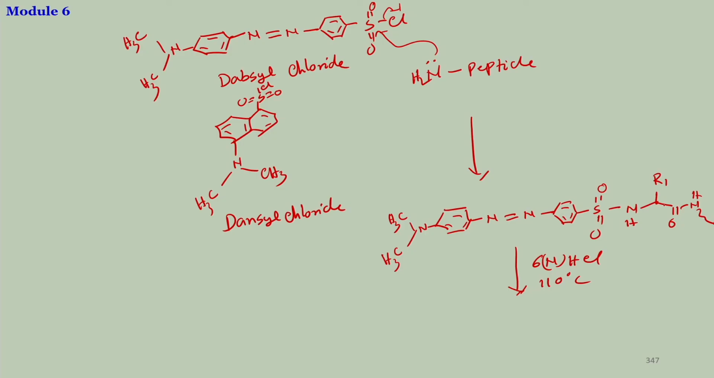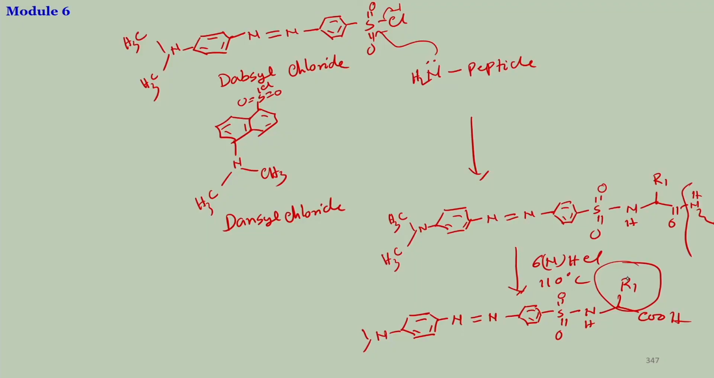That will cleave your peptide bond here, and you will be left with CH3 CH3, NH, R1, COOH, the first amino acid, the N-terminal amino acid, and then all the individual amino acids will be there. So, your first N-terminal amino acid would be attached to the fluorophore unit, and just by reading the fluorescence you can identify the structure of the compound, or you can also find out what is the amino acid present at the N-terminal.